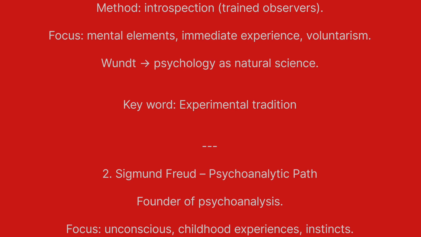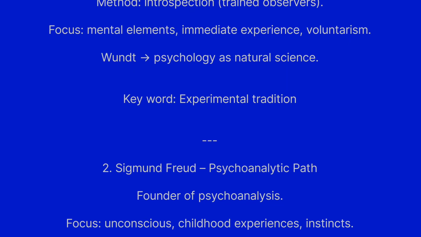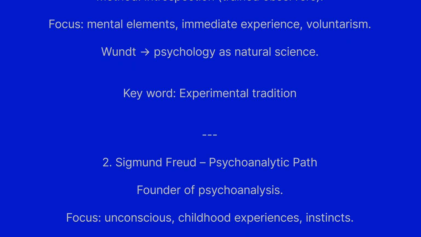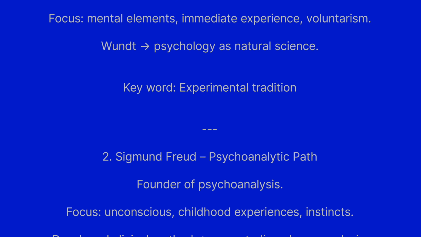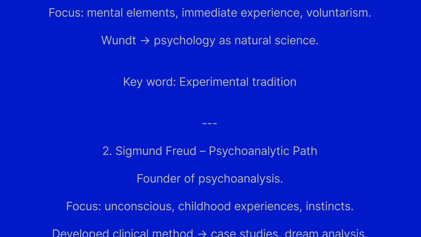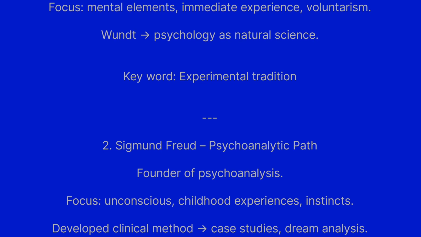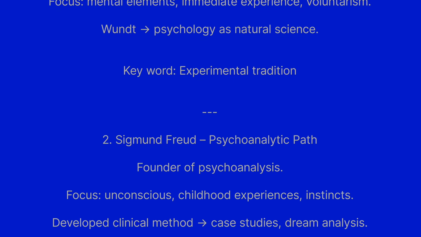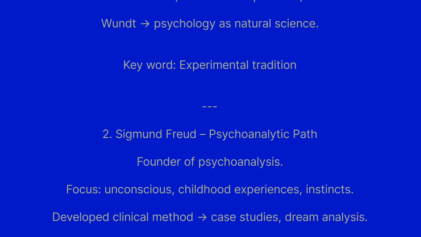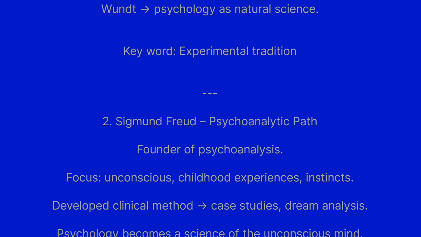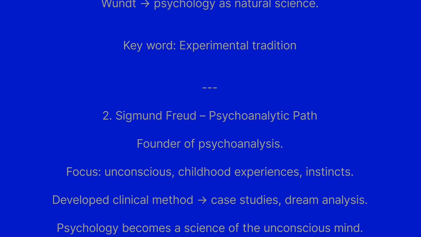The second person is Sigmund Freud. He is a very important personality in psychology. He has the psychoanalytic path, and he is the founder of psychoanalysis. We know that it is one of the schools of thought in psychology. He focused on the unconscious. Before, we saw that Wilhelm Wundt focused on the conscious. Just the opposite of that, Freud focused on the unconscious.